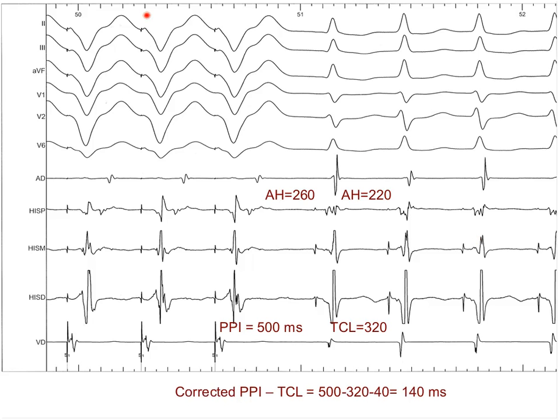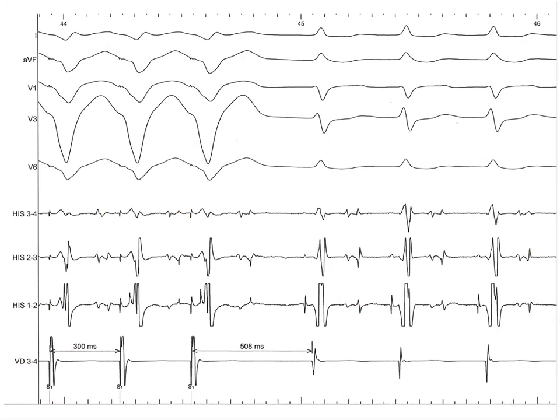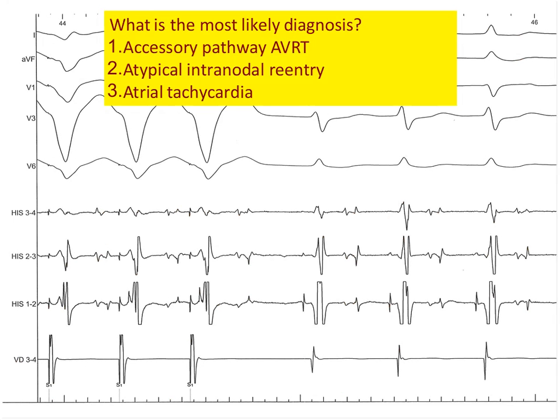But the example that I wanted to really show you is this next example. Here, I want you to look carefully at the PPI and vote in relation to the correct answer. What is the most likely diagnosis for this tachycardia? You can tell that the VA interval during tachycardia is quite long. By measuring the intervals here, do you think it's an accessory pathway-mediated tachycardia, atypical AV nodal reentry, or atrial tachycardia?